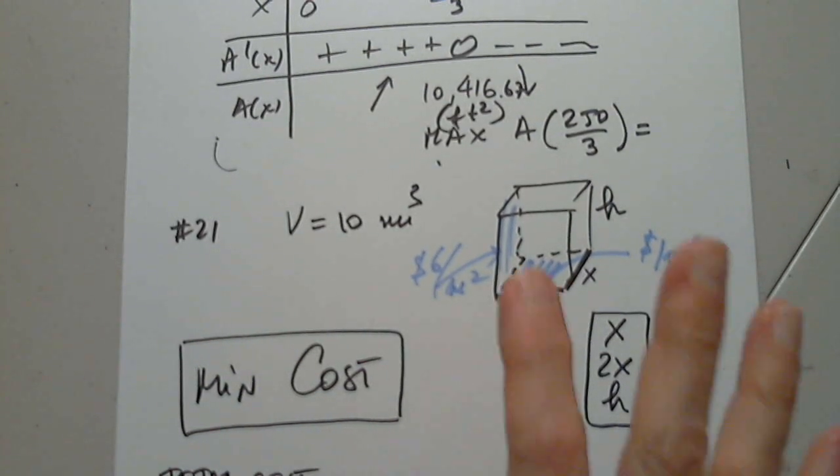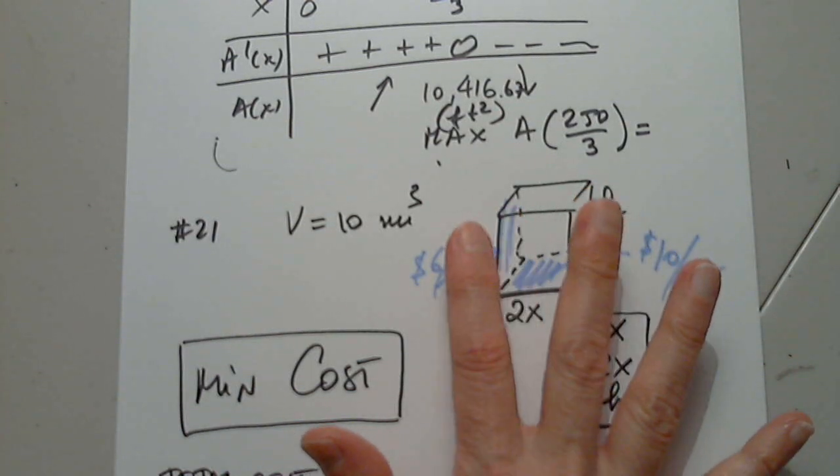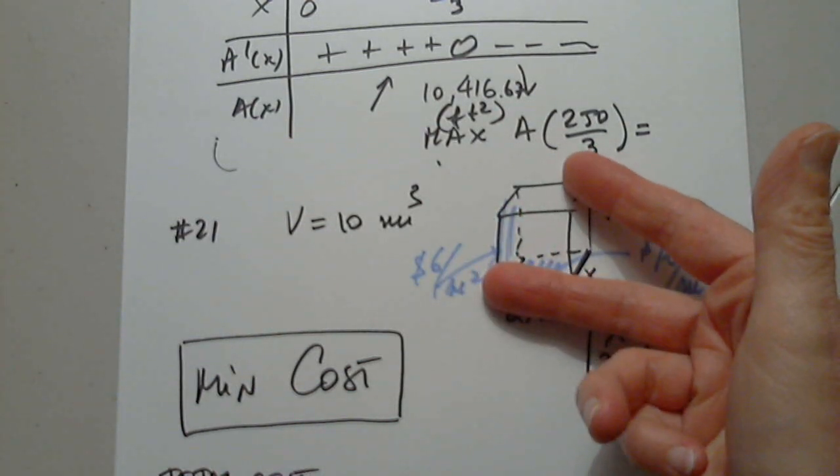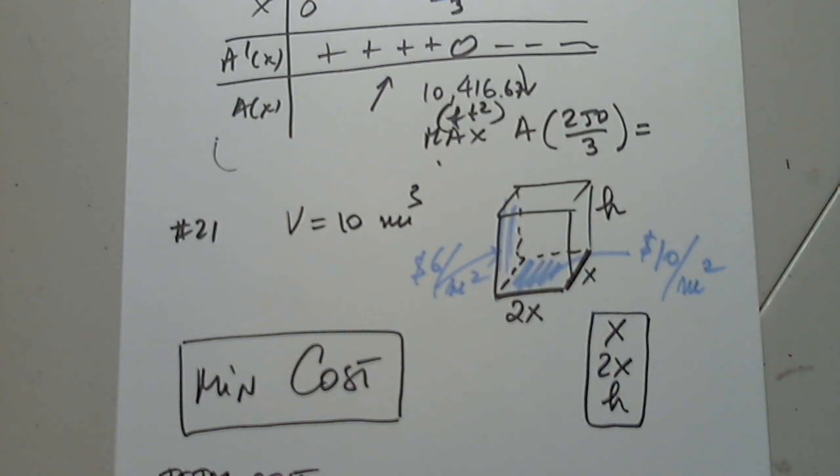Cost for such a container. There is no lid, they said. So it has two sides that are equal. It has two sides that are equal, and it has the base. How do I write the total cost of this box or rectangular container?